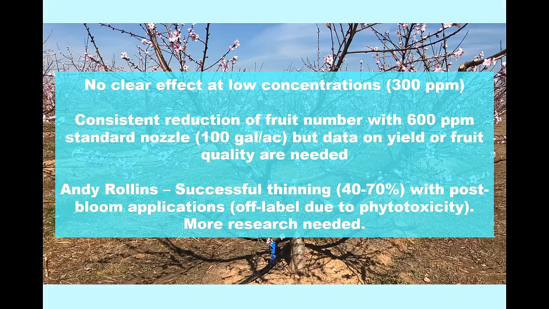So what we can conclude from here is that at 300 ppm, we did not see any clear effect in pretty much any of the treatments. We did have a consistent reduction in fruit number at 600 ppm, again, in both varieties. However, we did not have data on fruit quality or yield. That's something that we can do.